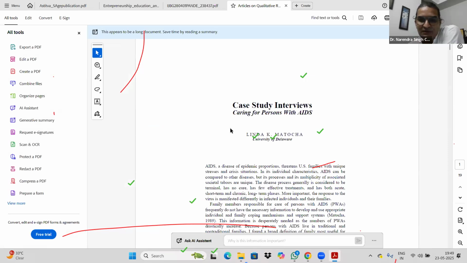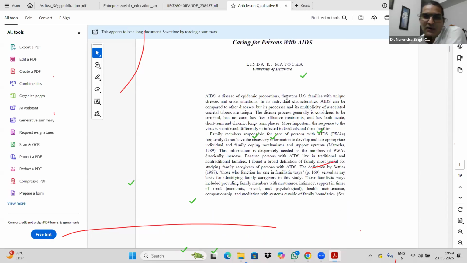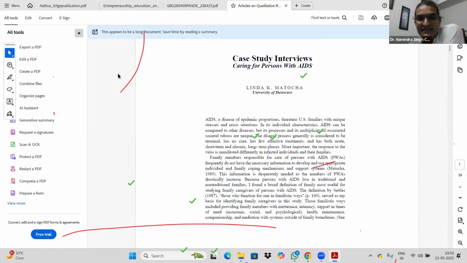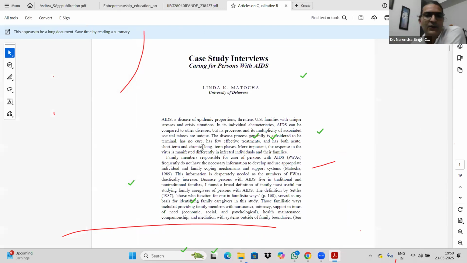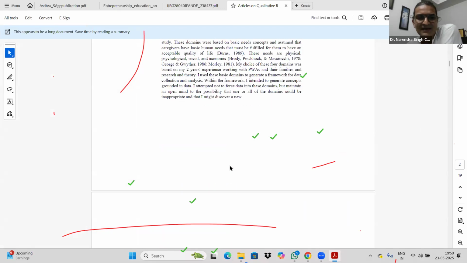This was the chapter I was talking about, case study interviews caring for persons with AIDS. This is about that particular domain where they have discussed, and when you read it, they have used largely narrative inquiry. So when you read it, a kind of story comes in front of you and you can visualize it the way they have written it. And that is the beauty, especially when you talk about qualitative research. So I will be sharing all these things.